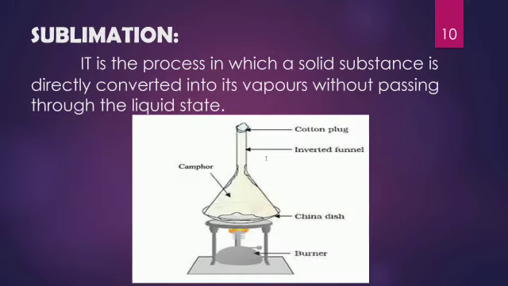The next technique is called sublimation. Sublimation is also a purification technique. It is the process in which a solid substance is directly converted into its vapors without passing through the liquid state. This setup, which is shown in the figure, is used for the process of sublimation. This process will become clear to you when you will perform the experiment on sublimation by yourself in your laboratory.